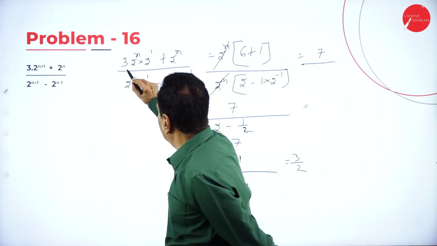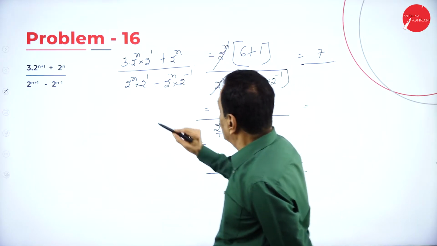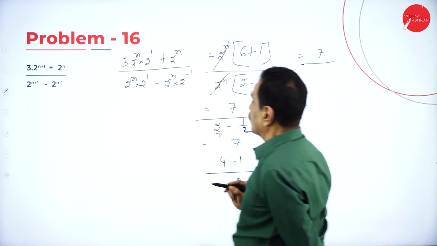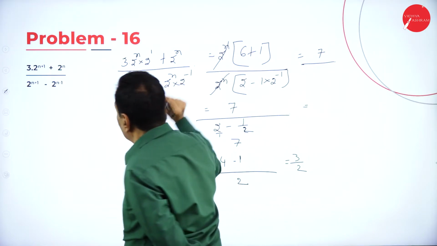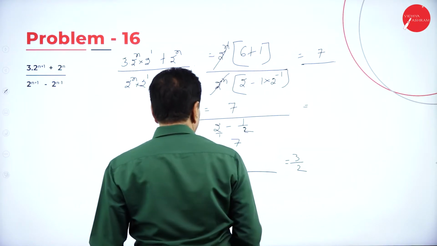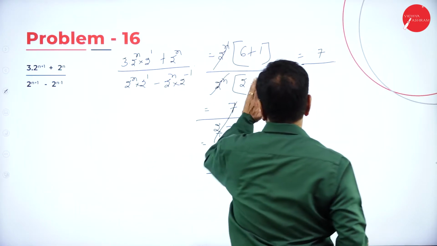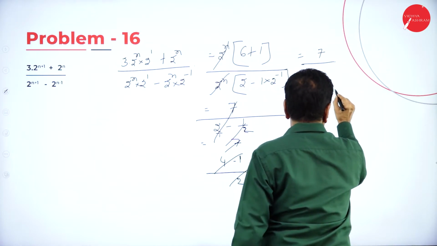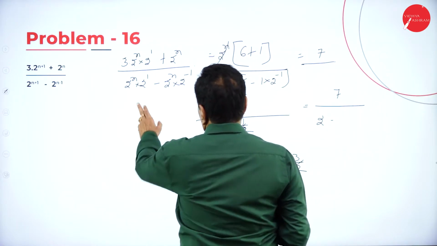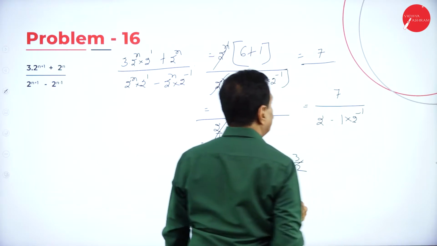How to simplify? 3, 2 to the power of n, 2 to the power of 1, 2 to the power of n is there. Then come back here, 2 to the power of n, 2 to the power of 1 minus 2 to the power of n minus 2 to the power of minus 1. This is 1 over 2 into 1 is there here. Here simplify this. We can simplify this. You got 7 divided by 2, 2 to 1s are 1 into 2 to the power of minus 1.